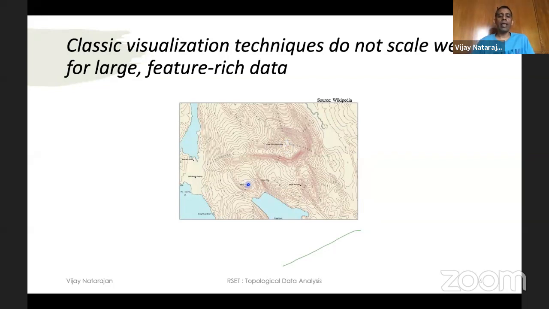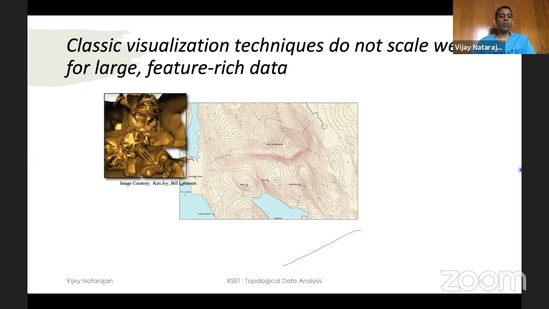So it helps me understand the elevation and the gradient of the elevation over this map, right? So it's a very useful visualization. Unfortunately, this visualization does not scale well, especially when the data becomes rich in features.